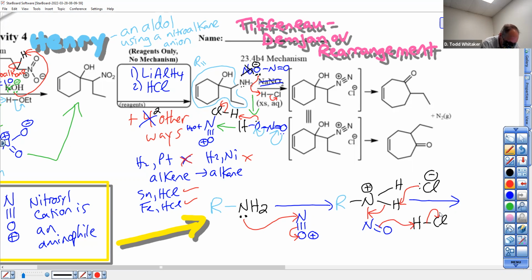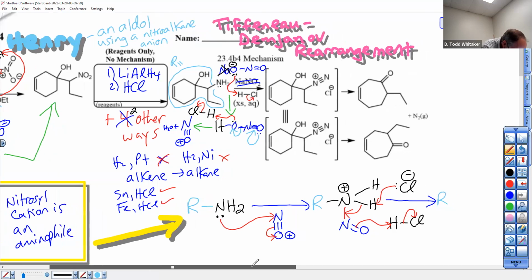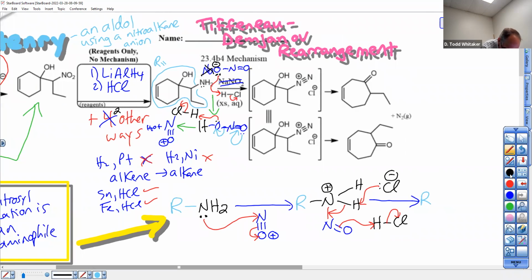What is the name of this process? There's resonance involved. It's a tautomerization where you move a hydrogen atom and a pi bond. Sorry, I misspoke earlier. You moved a hydrogen atom and a pi bond. That is tautomerization.